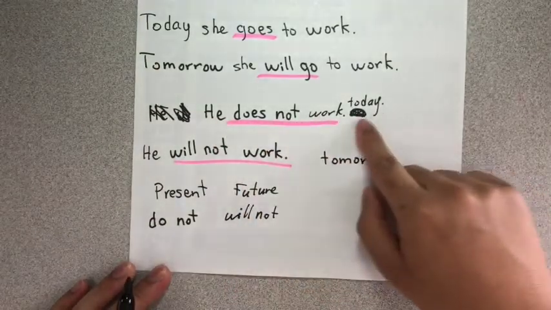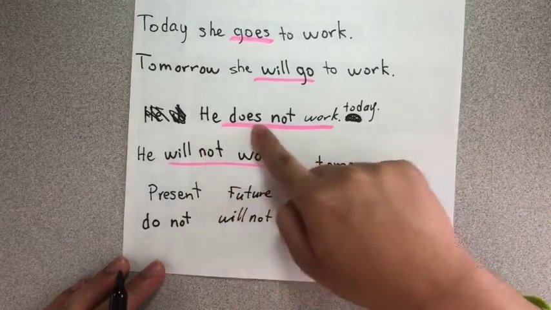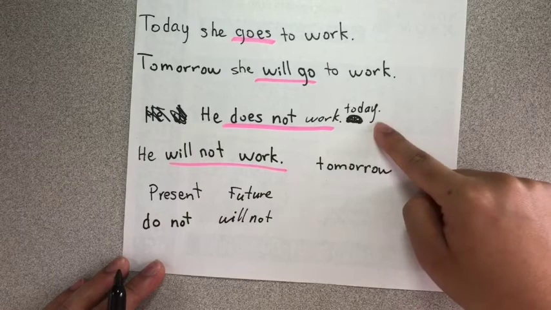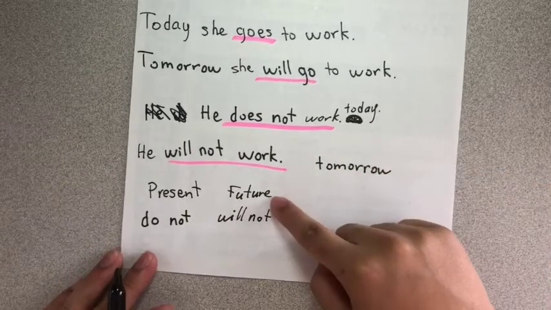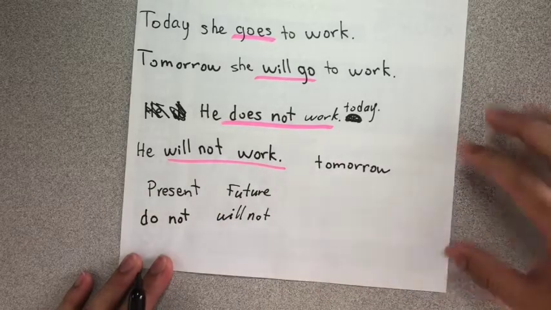This sentence is today. We're talking about the present. He does not work today. But in the future, we say he will not work tomorrow.